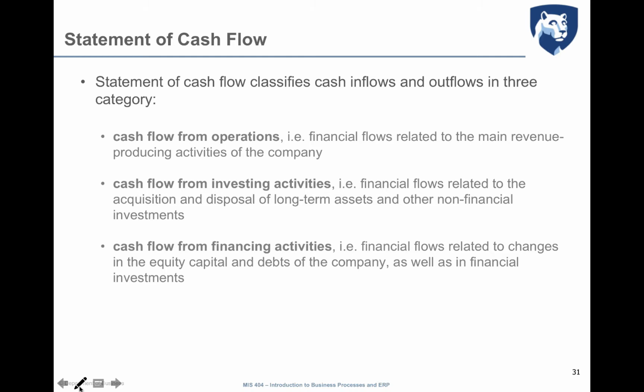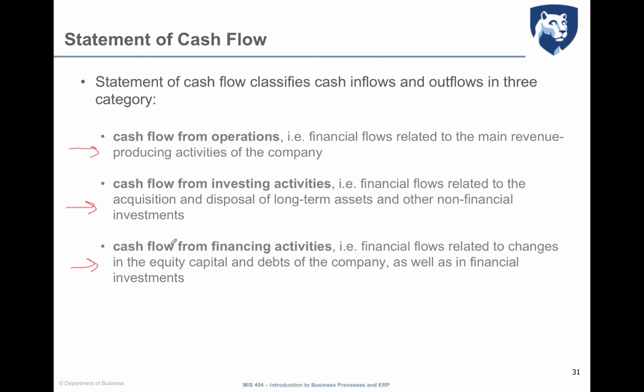in the cash flow statement, cash flow can be classified essentially in three categories. We have cash flows coming from operations, meaning all the financial flows related to the main revenue producing activities of the company. So all the cash flow coming from the executing operations, like procurement, production, distribution of the company. Then we have cash flow coming from investing activities, so all the cash flow coming from the financial investment or financial operation that the company is doing during a year.